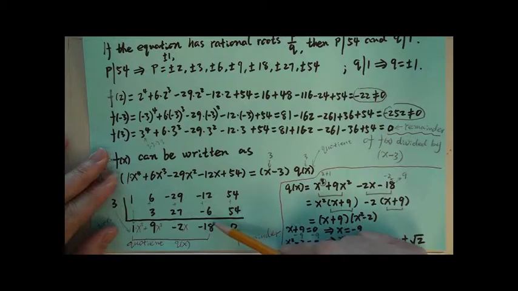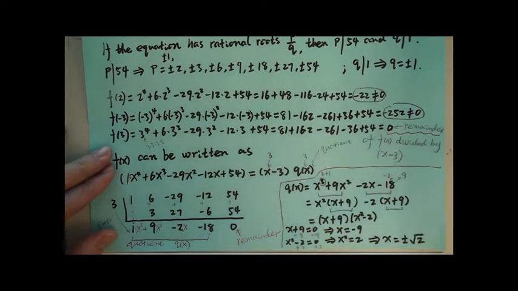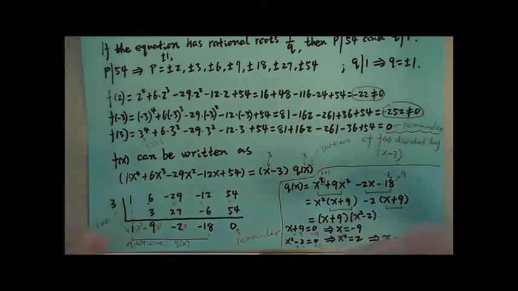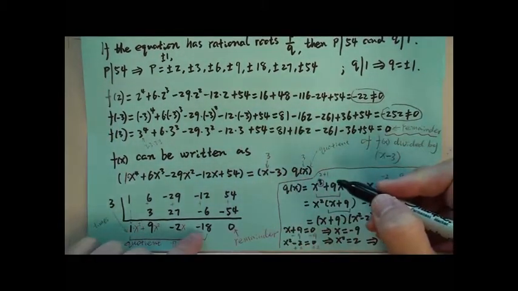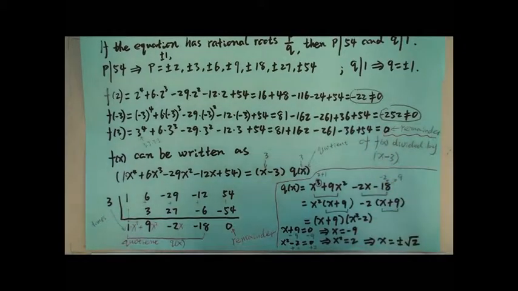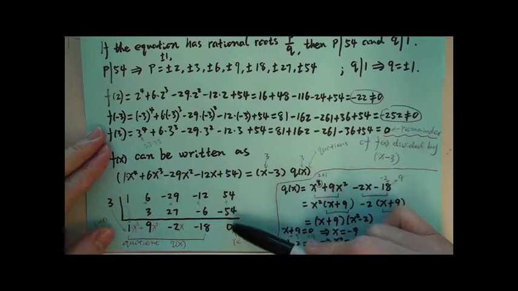Negative 18 times 3, always times. Put the answer here. What do we get? Negative 18 times 3, that's negative 54. Always add, you get 0.